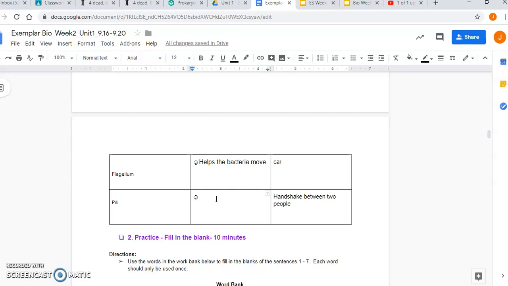Pili, also a fun word, helps the cell to attach to surfaces. And I like to think of this like a handshake between two people. So you shake hands with someone for a little bit, you're attaching, but then you can also release. So the handshake connects the cells for a little bit, but then you're able to detach as well. Pili is really important, especially, this is how bacteria, the bad bacteria of course, like to attach to your cells and then they can get you sick, or attach to your skin and then they can get inside of you. So pili for bad bacteria is really useful for them and not so fun for you.